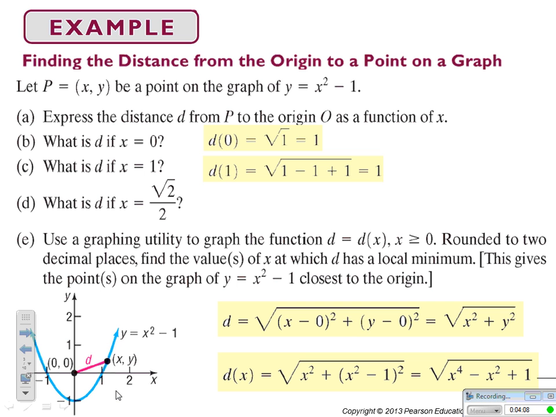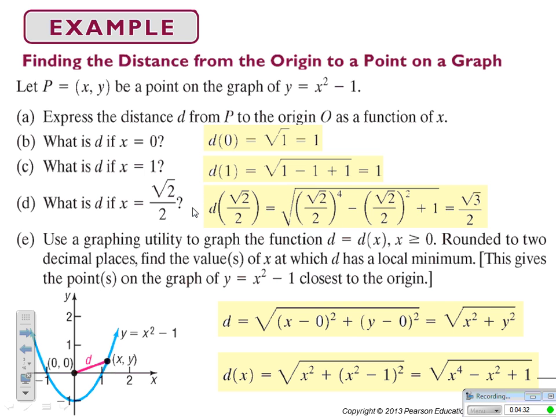And if you look at your graph, look here, if x is equal to 0, then my distance from the origin is 1. If x is equal to 1, which is right here, then my distance from the origin is still 1. So what is d if x is equal to square root of 2 over 2?